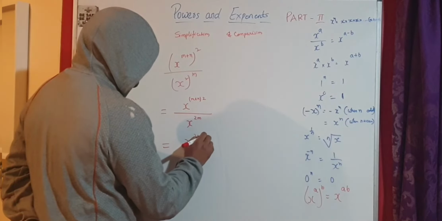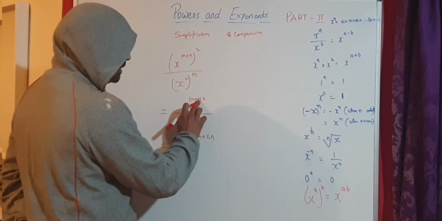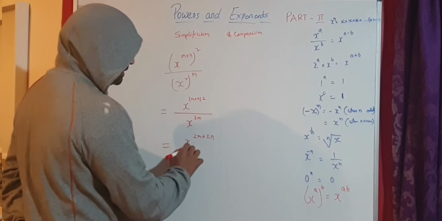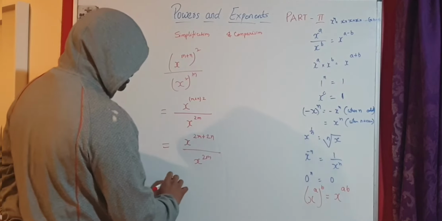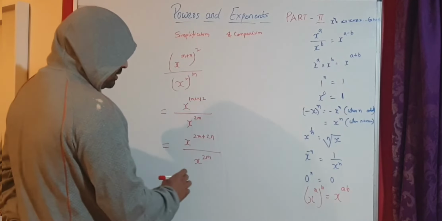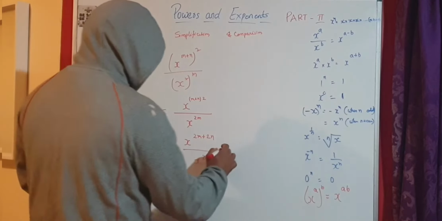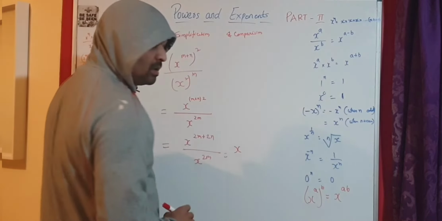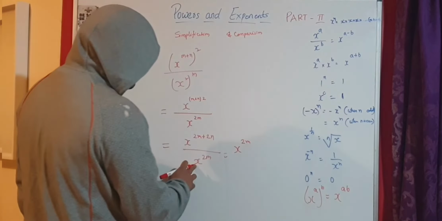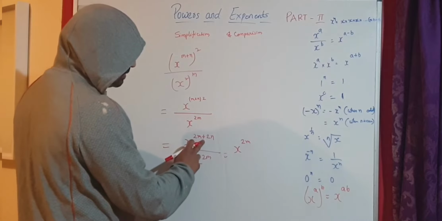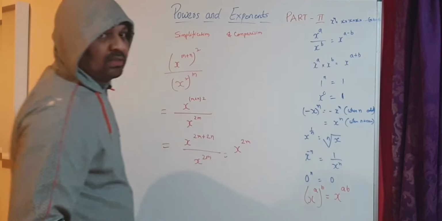2m plus 2n: 2 into m is 2m, 2 into n is 2n, and there's a plus here, divided by x to the power of 2m. Yeah, we can even further simplify this one, right here only. So which formula are you going to apply again here? x to the power of a divided by x to the power of b is going to be x to the power of a minus b. That formula you can apply.